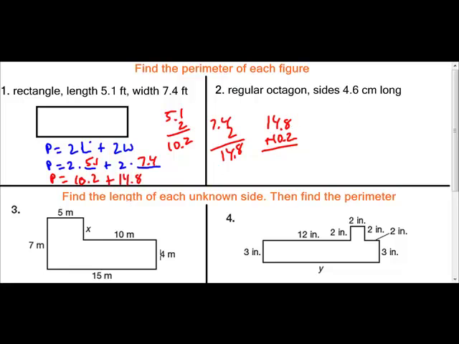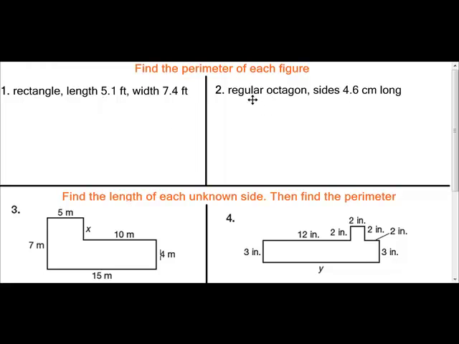8 plus 2 is 10. 4 plus 1 is 5. Don't forget to bring down the decimal. And 1 plus 1 is 2. So it is 25 feet, the same as we got the other way.